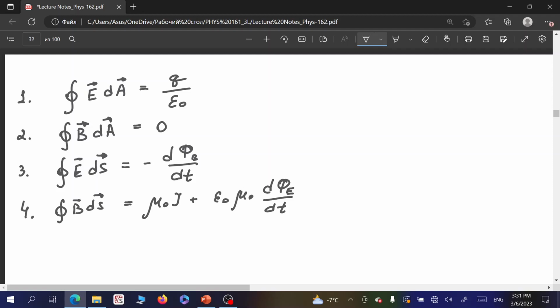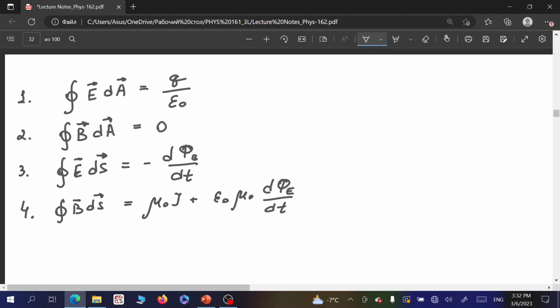We have four of them. Usually, we can add one more equation, which is not really part of Maxwell equations, but quite often is used to provide complete information about the electromagnetic field. Maxwell equations provide complete information about the electromagnetic field, but sometimes we also need to provide information on the forces which are exerted on electric charge placed in this electromagnetic field. That is the so-called Lorentz law.